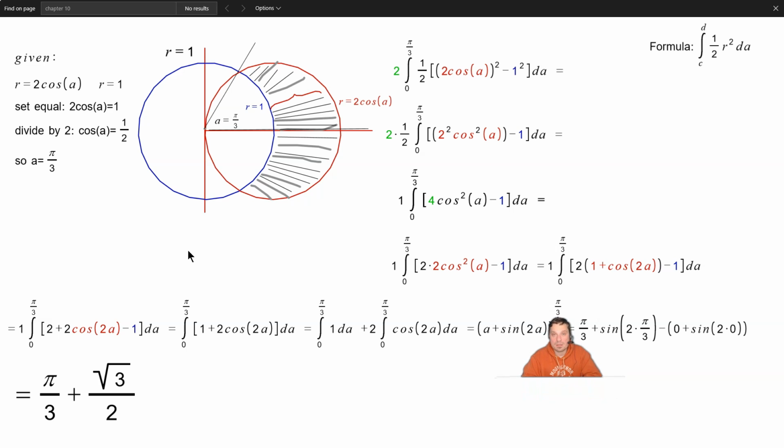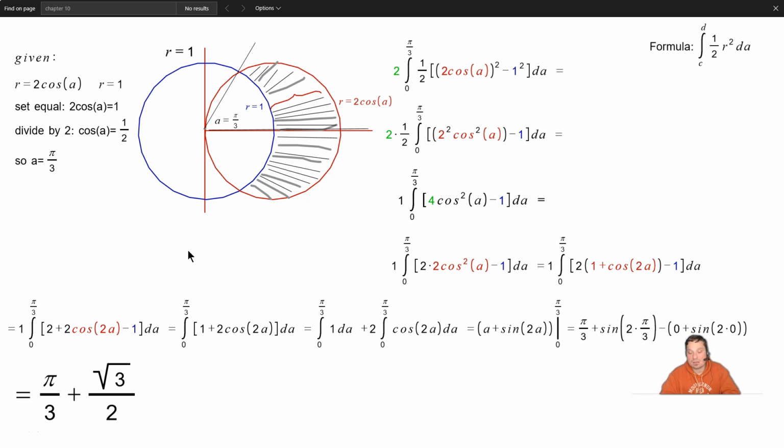So plug in pi over 3, the upper limit of integration. It's going to give me pi over 3 plus sine of 2 times pi over 3. And then here I'm going to replace a with 0, and also sine of 2 times 0, when I plug in the lower limit of integration. So it's going to be pi over 3 plus sine of 2 times pi over 3 minus, within parentheses, because it's 2 or more terms, 0 plus sine of 2 times 0.